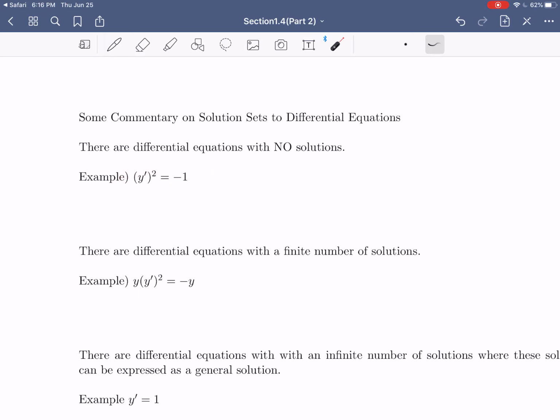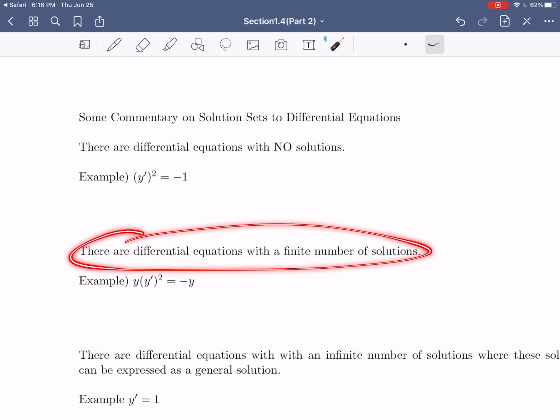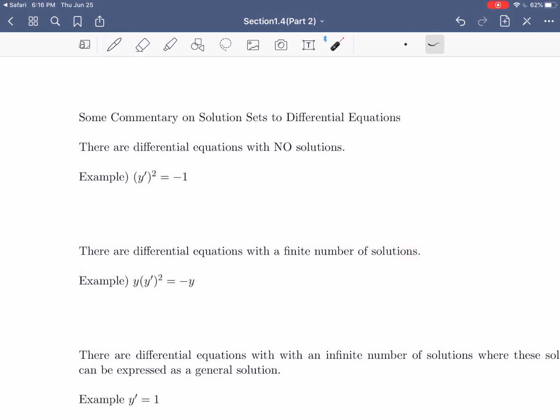Could we come up with less dumb examples? Sure, but we just wanted to show you guys that it is possible for a differential equation to have no solutions. It's also possible for differential equations to have a finite number of solutions. Take this differential equation, y times y prime squared equals negative y. If you were trying to solve this, the first step you would do is divide by y, and you would get y prime squared equals negative 1. So you might say, well, that means there's no solutions. But the step to go from here to here was under the assumption that y is not equal to 0.